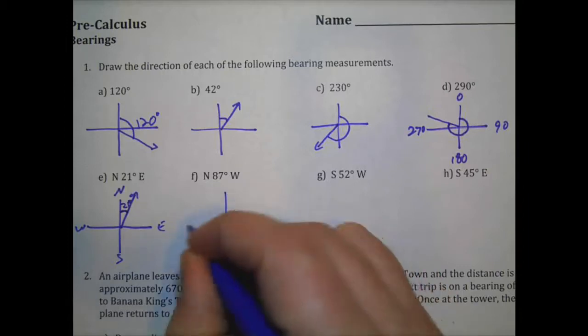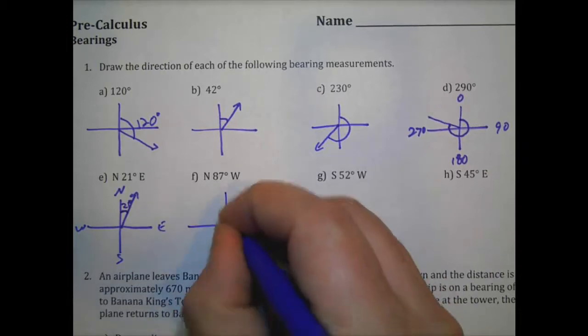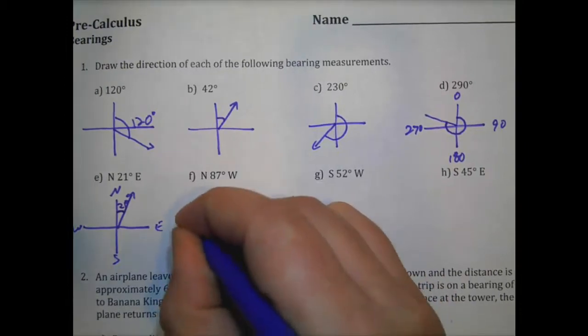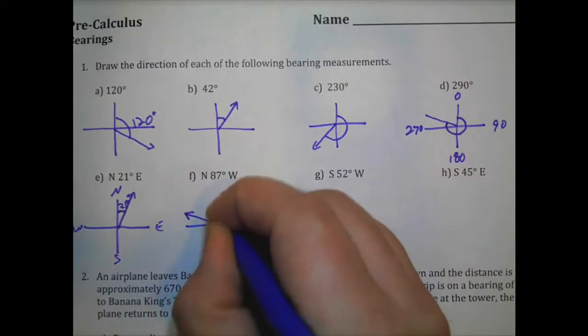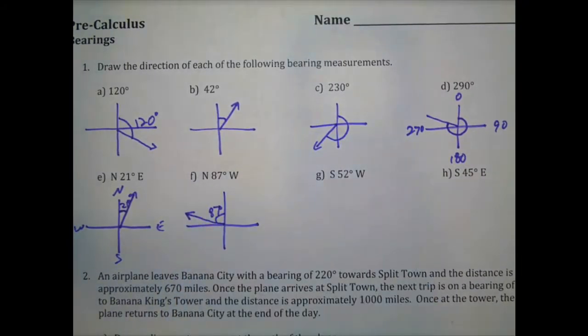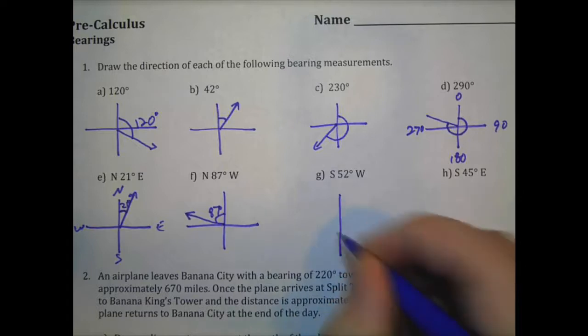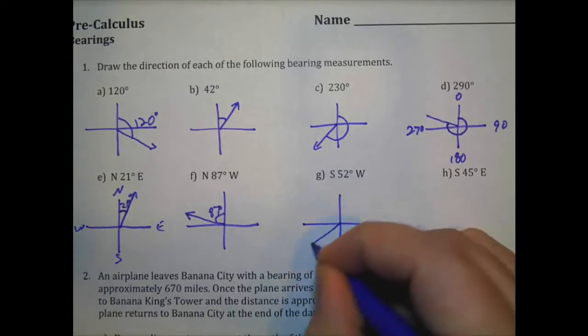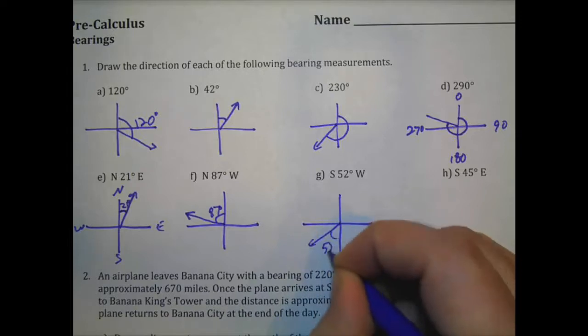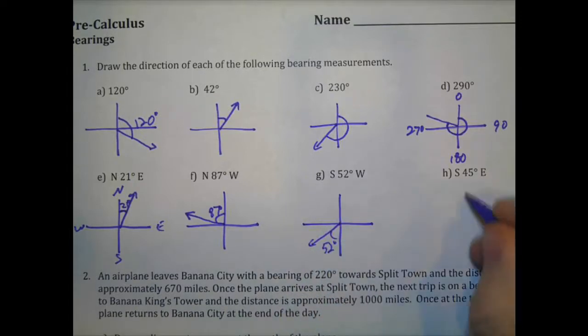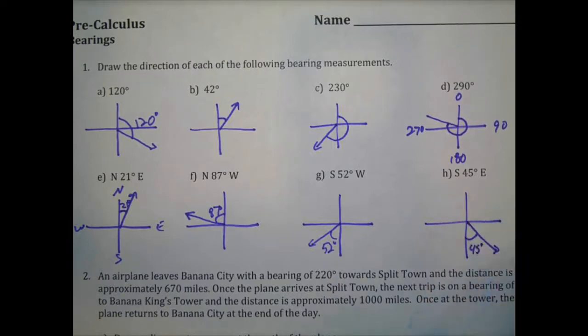North 87 degrees west means that we are going from north 87 degrees, so that is 87 degrees right there, to the west. South 52 degrees west would be from the south 52 degrees to the west, so that is 52 degrees right there. And south 45 degrees east would be from south 45 degrees to the east, so our 45-degree angle is right there.